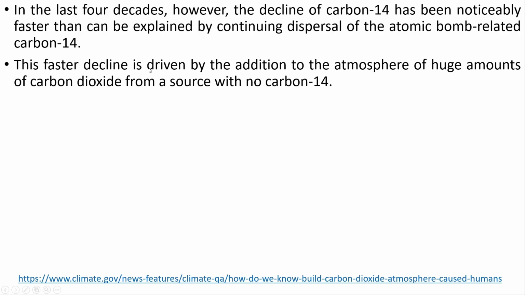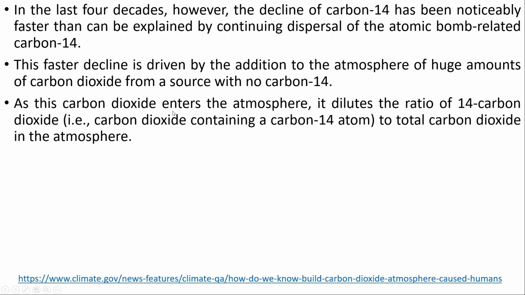This faster decline is driven by the addition to the atmosphere of huge amounts of carbon dioxide from a source with no carbon-14. So this is saying that that increased rate of carbon-14 depletion from the atmosphere could only happen not just from the dispersal and mixing of the atmosphere, but from adding more of this carbon-14 poor carbon dioxide into the atmosphere. So as this carbon dioxide enters the atmosphere, it dilutes the ratio of carbon-14 carbon dioxide to total carbon dioxide in the atmosphere.